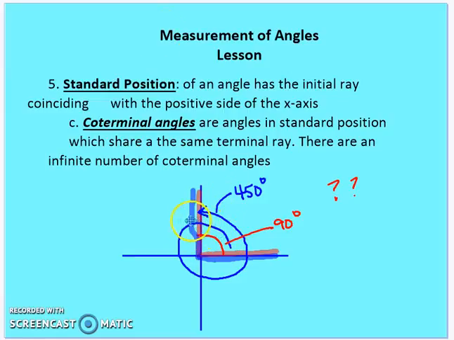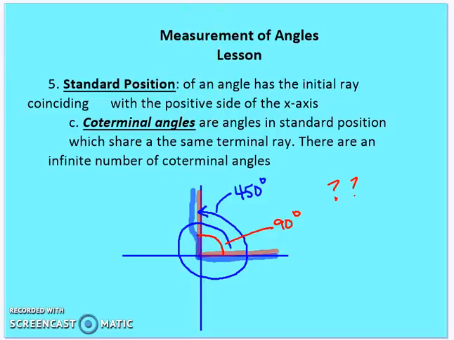So we can rotate the terminal ray around 360 degrees and end up at 450, or we could also rotate this terminal ray in a clockwise fashion, ending up with a rotation of negative 270 degrees, and end up at the same location, with the terminal ray on the y-axis.